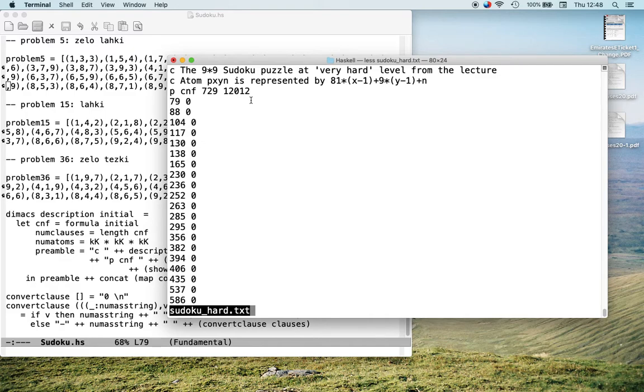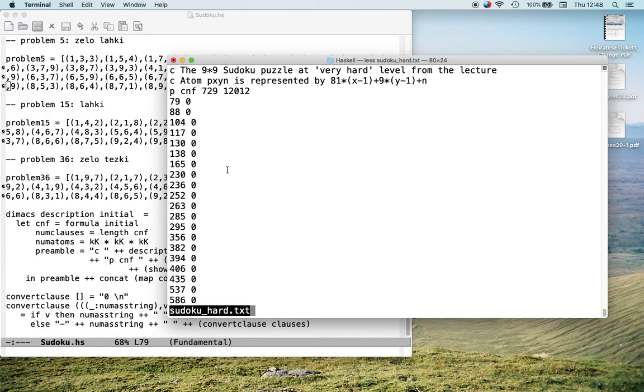So that's the 11,988 clauses we've got expressing the general constraints of a 9x9 sudoku puzzle, plus the 24 unit clauses that we need to express this particular puzzle, the one that's problem 36 in this list of problems here in the Haskell file.